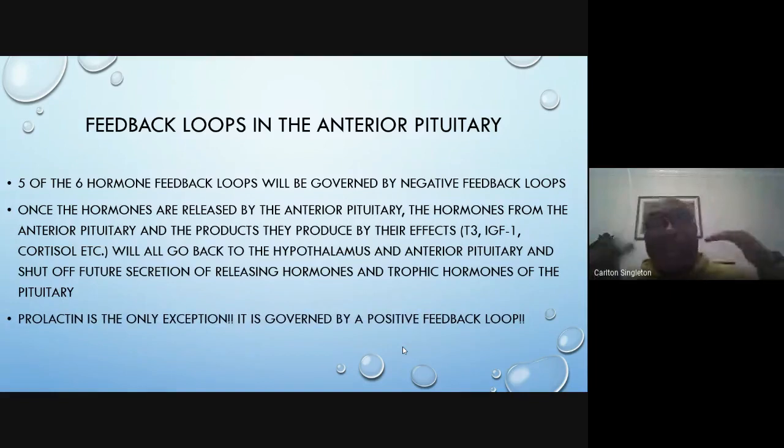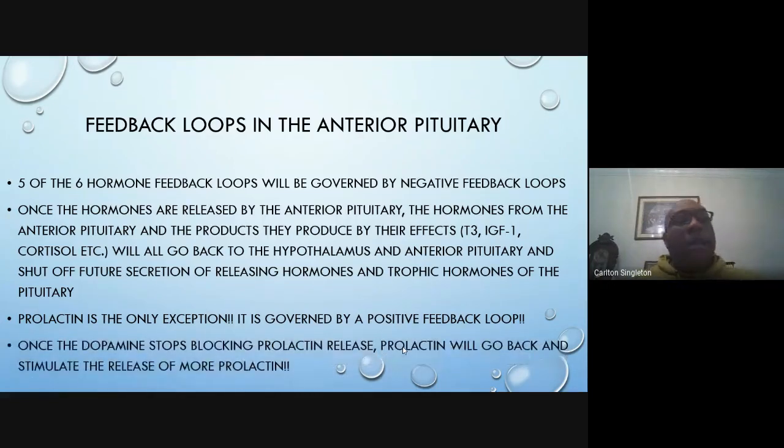The only exception is prolactin. Prolactin, again, is governed by a positive feedback loop. It's one of the two hormones you need to know that are governed by positive feedback loops. Prolactin's one, the other one's oxytocin. So when dopamine stops blocking prolactin release, prolactin will go back and stimulate the release of more prolactin. So we just keep on going.